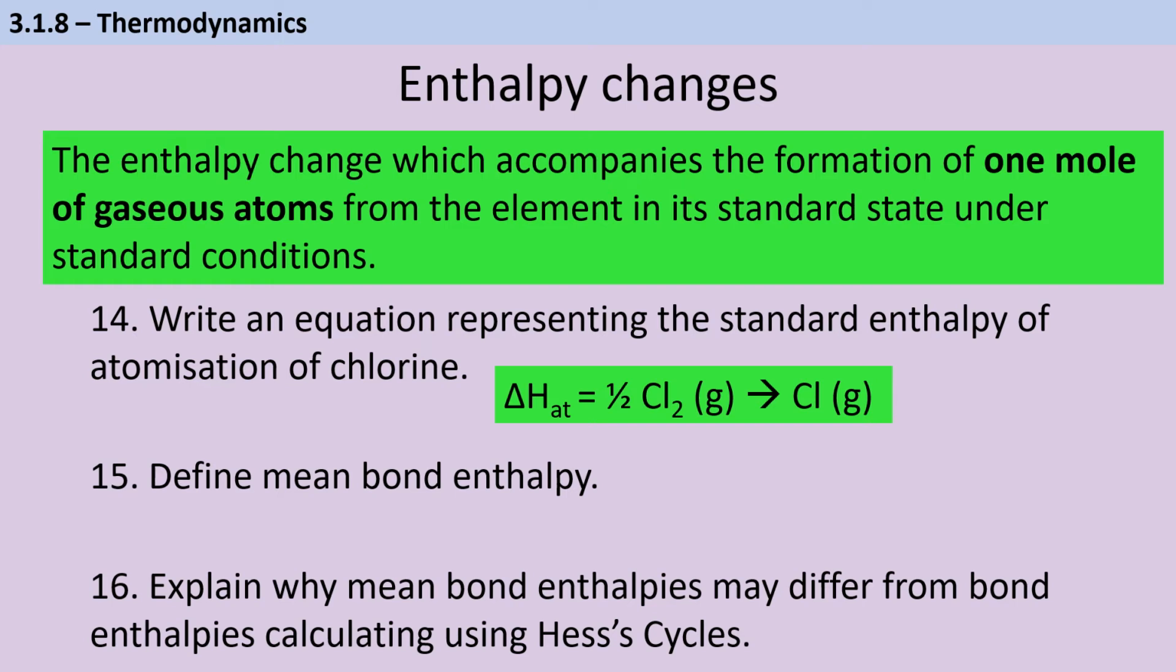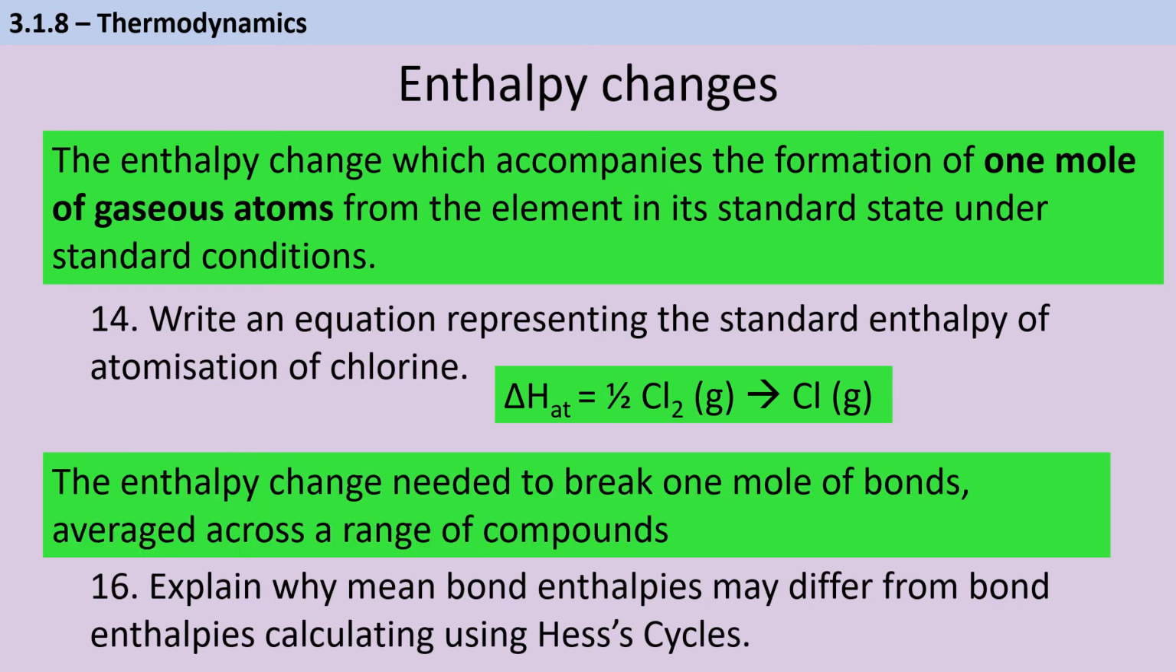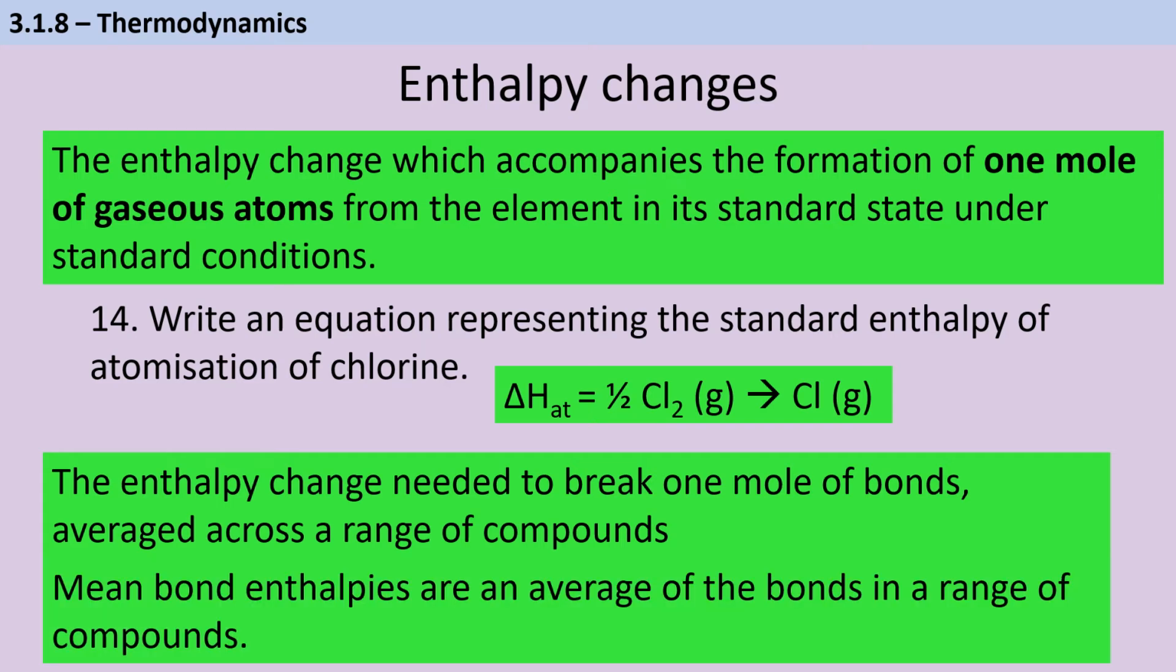Mean bond enthalpy can be defined as the enthalpy change required in order to break 1 mole of bonds in a range of compounds. That's why it's mean, why it's an average. And the answers that we get by using bond enthalpy data may be different from the ones that we get with Hess cycles because these are a mean. Because these numbers are averaged across a range of compounds, and actually the enthalpy change required to break bonds in one compound will be different from another compound because it's influenced by the other atoms in that compound and what else is going on around them.